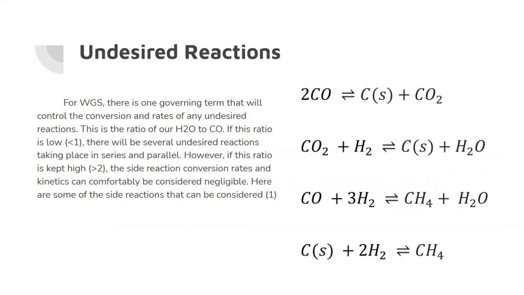For undesired reactions in our water-gas shift, there's one governing term that will control the conversion and rates of any undesired reactions. This is the ratio of our H2O to CO. If this ratio is low, so there's less than 1 mole of H2O per mole CO, there will be several undesired reactions taking place in series and parallel. However, if this ratio is kept high, the side reaction conversion rates and kinetics can comfortably be considered negligible. Here are some of the side reactions that can be considered, in which the very first one you see is 2CO goes to solid carbon plus CO2.